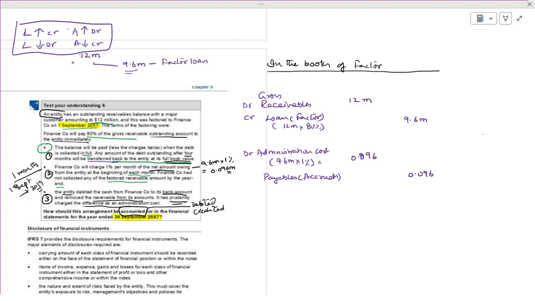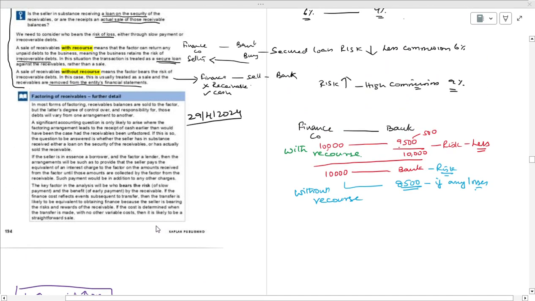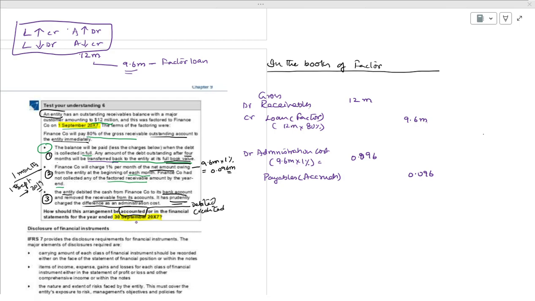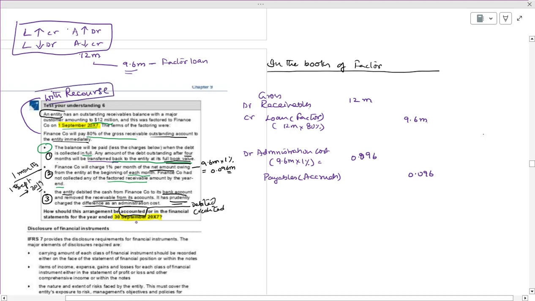It is with recourse. Any amount unpaid goes back to the business. The business retains the risk of irregularity. Sale of receivables with recourse means that the factor can return any unpaid debt to the business. It is with recourse.